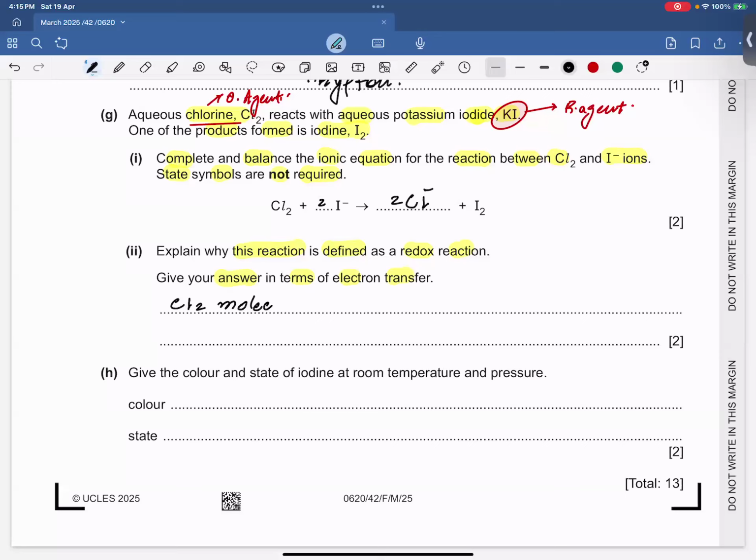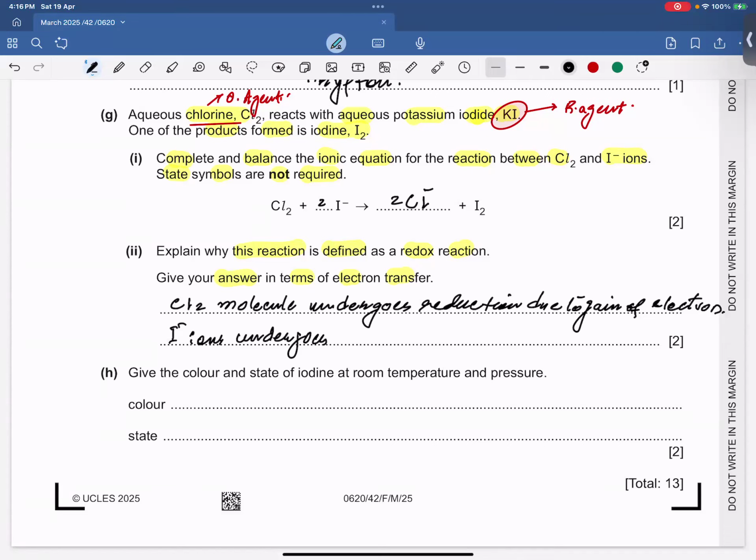So chlorine molecule undergoes reduction due to gain of electron, and iodide ions undergo oxidation due to loss of electron.